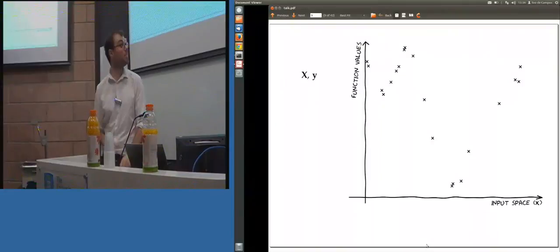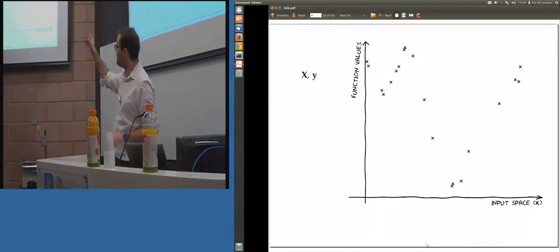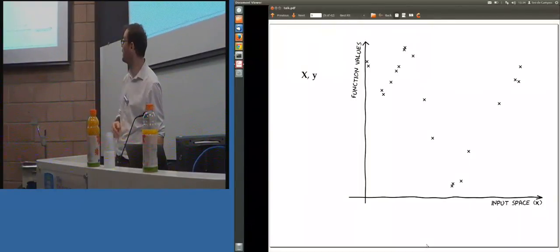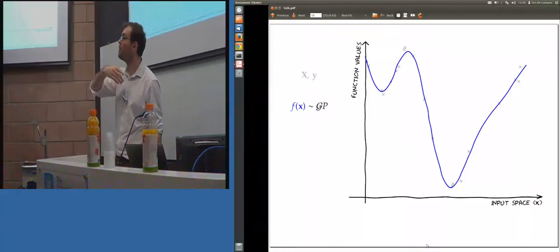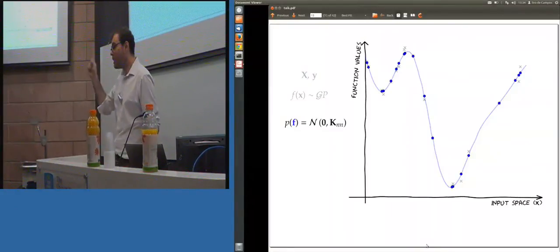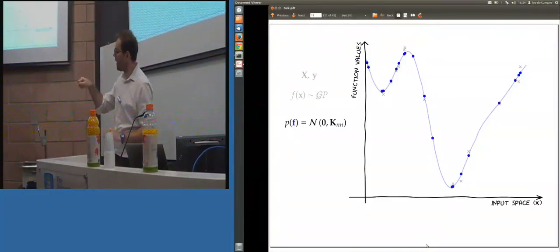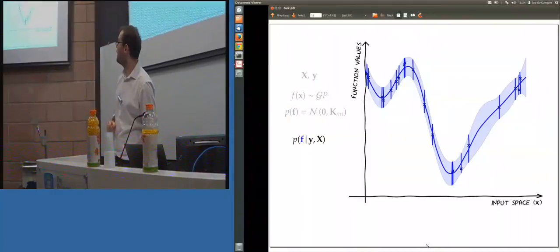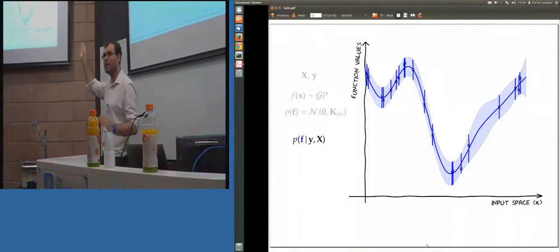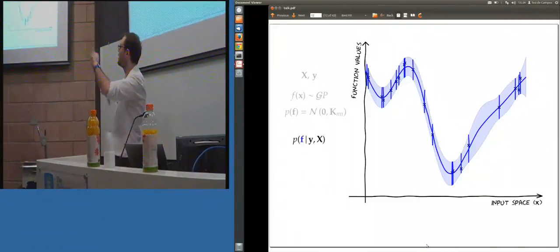So here's my picture from the other day. I've got some inputs to a GP and some outputs, as the machine learning people would call them. So input space and function values, I call them x and y. There's some function that goes through them, which we call f of x. Some points on that function where we have data, the latent function values, I call bold f. And I compute the posterior, which I'm representing by these vertical bars. These bars show the variance, but there's also covariance between them.